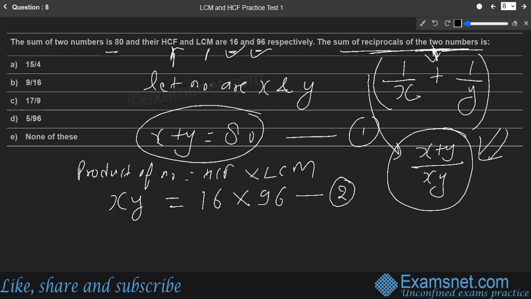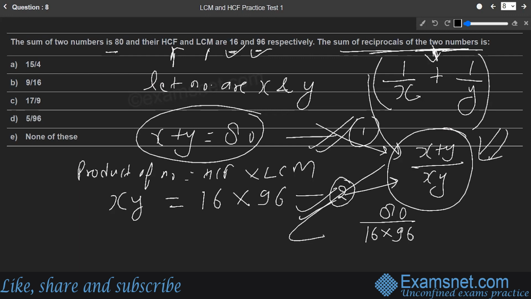X plus Y is already given to us in equation number 1. XY is already there with us in equation number 2. So we just need to put both values here. X plus Y is 80, divided by X into Y, which is 16 into 96. This is what we are supposed to find out. If we solve this further, 16 can cut 80 by 5. So we are getting 5 by 96. This is what we were looking for, 5 by 96, and it becomes the right answer for us, which is available in option number D.